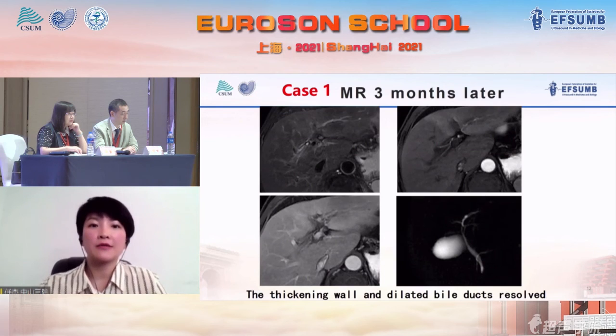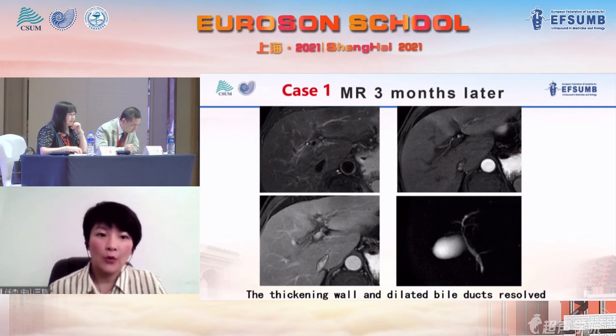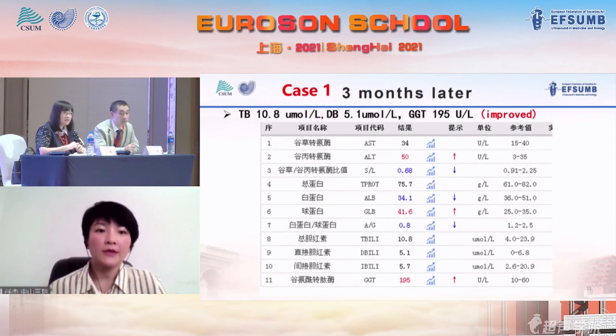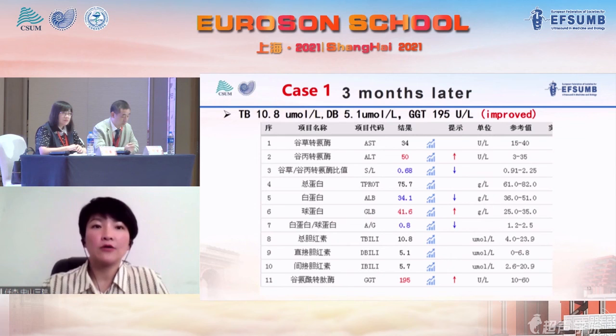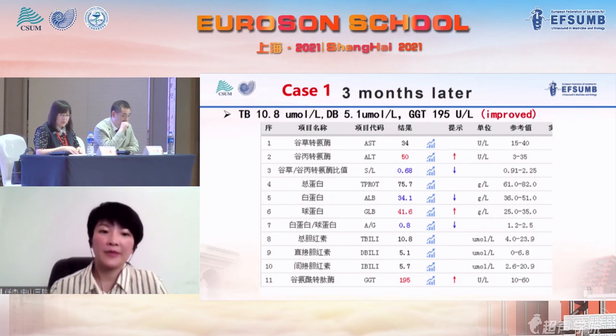After 3 months, MRI showed the thickened bile duct wall and bile duct tree had resolved. We can see no bile duct dilation and the hilar bile duct wall resolved. Next, please. And also, the laboratory test results improved. We can see these results all improved. So, please next.